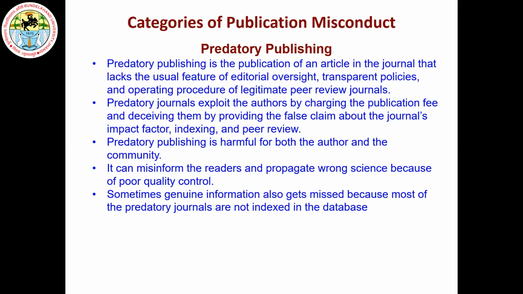Okay, so all these things, if a journal is doing, that comes under the category of predatory journal or predatory publishing. Okay, and predatory publishing is harmful for both the author and the scientific community. It can misinform the readers and propagate wrong science because of poor quality control. There is no quality control. Okay, you see, when our papers are reviewed by good reviewers, those who are really expert in that area, the quality of paper improves. They suggest very, very good things by which our paper quality improves. Okay, so the peer review process is very, very important. In that way, your paper quality improves.